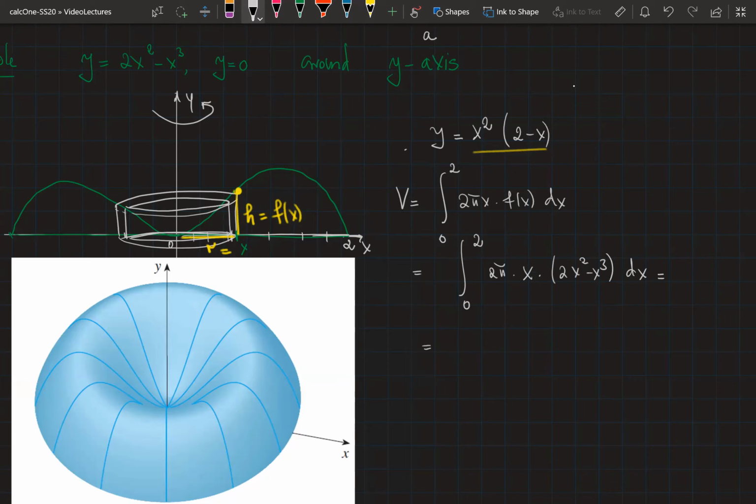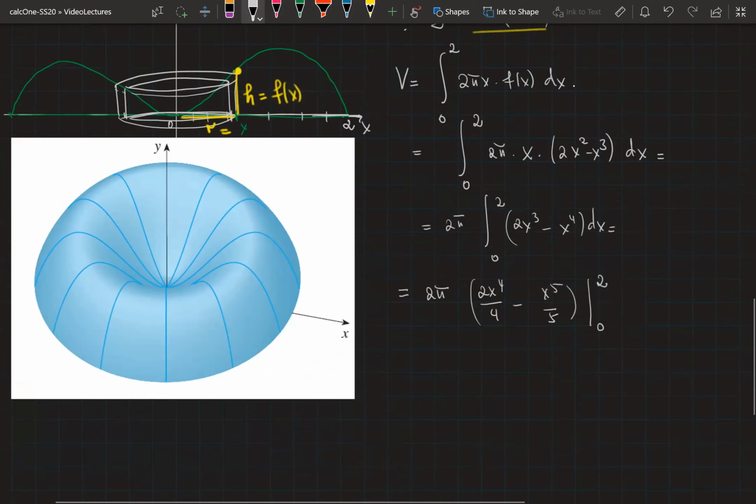I'm going to take the 2 pi out of the brackets, and what we're going to have here is 2x cubed minus x to the power of 4 dx. We first of all find the antiderivative. The antiderivative in this case is going to be 2x to the power of 4 over 4 minus x to the power of 5 over 5. And we have to evaluate this at 0 and 2.